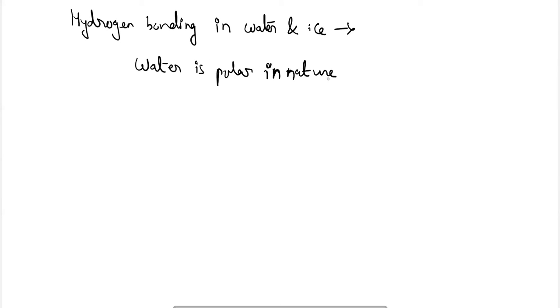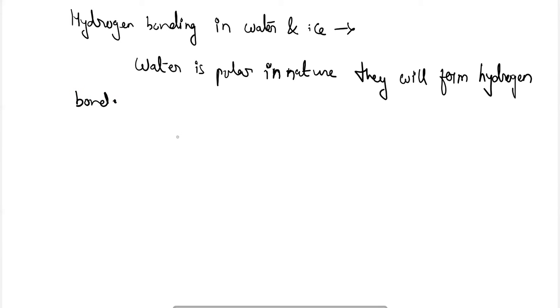Due to this reason, negative and positive charge will prevail on oxygen and hydrogen even after their covalent bonding. And due to this reason, they will form a hydrogen bond. Intermolecular hydrogen bonds will be found.